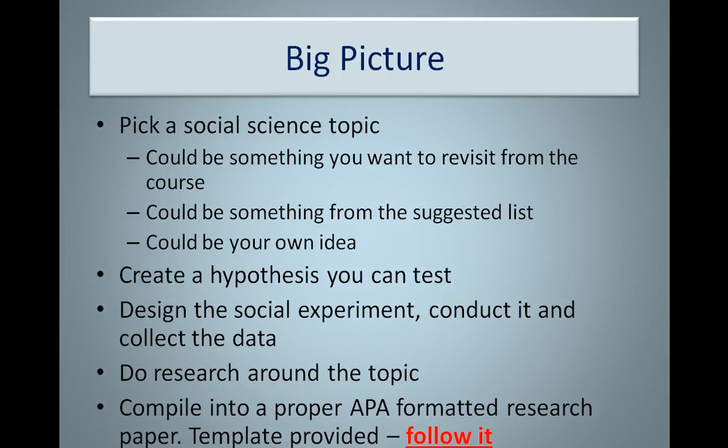So any topic, whether we've done it already in the course and you want to revisit it and expand on it, something from the suggested list from Activity 1, or it could be your own idea. You're going to create a hypothesis that you can actually test, so you're going to design the social experiment around it and collect the data for it. You have to do some background research around the topic, and then at the very end you're going to compile the whole thing into a proper APA formatted research paper, just like a professional psychologist, sociologist, or anthropologist would do.